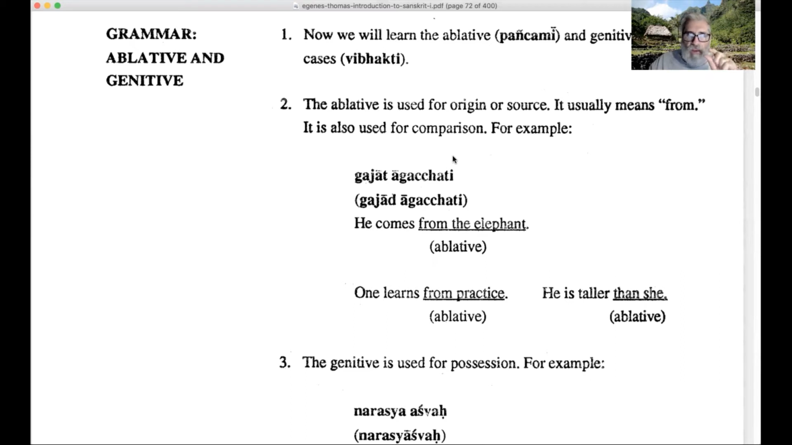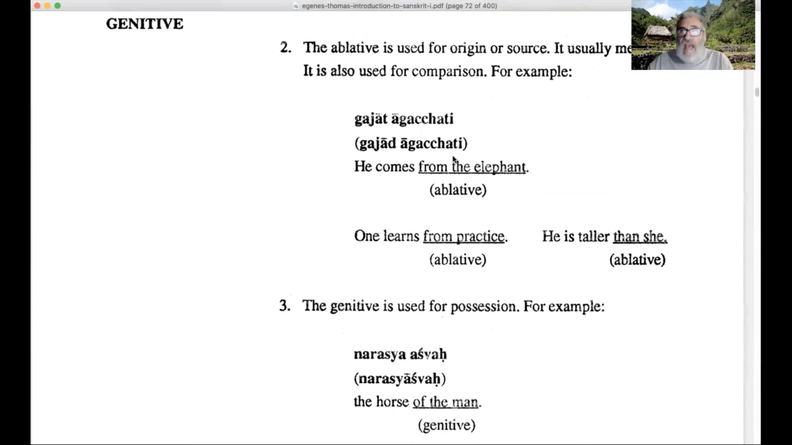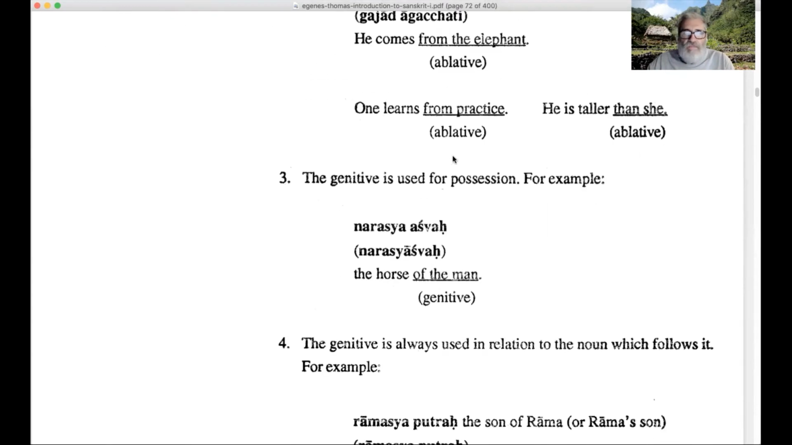So when we use a word in a sentence and we're comparing that thing to the subject of the sentence, if we're using comparison, right? Or I'm not sure, maybe even comparing it to the object. If comparison is used with that word, then we use the ablative case. So here, he's translated the ablative as he is taller than she, right?